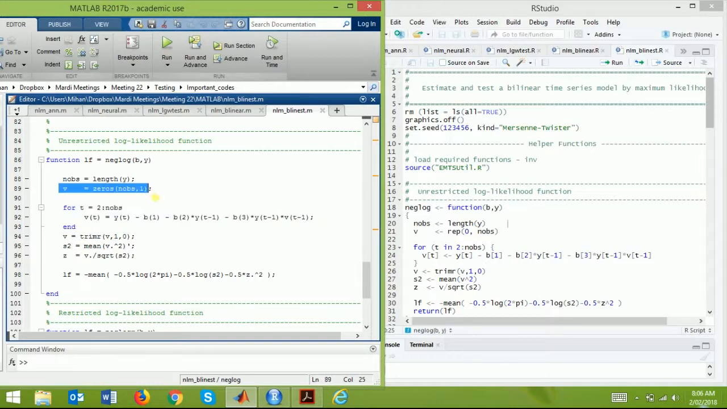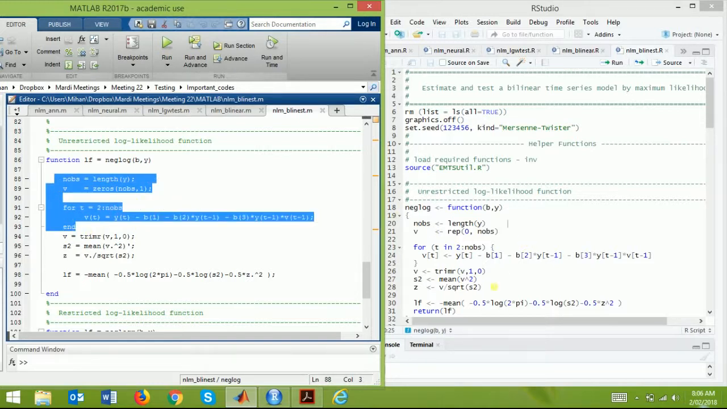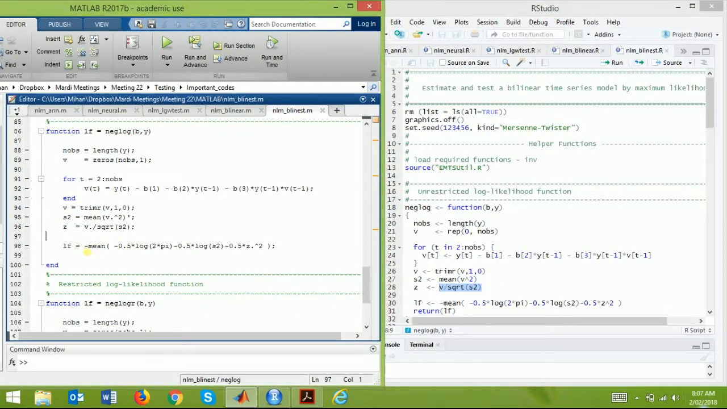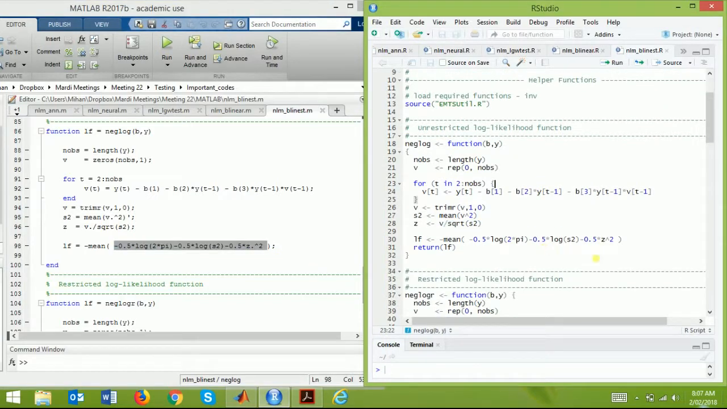Because Vt will need zeros to set against Vt, we need to specify the number of observations, which is the length of y. So start with the equation and go the other way around, it will be easier for you to set this. You see the dimensions will be different, so we'll trim one, because we need to remove the initialization. This is the level effect. This system will take in b and y, and it will estimate the log likelihood function. So the variance is the mean variance square, z is the standardization, and then the log likelihood function is this, just as before.